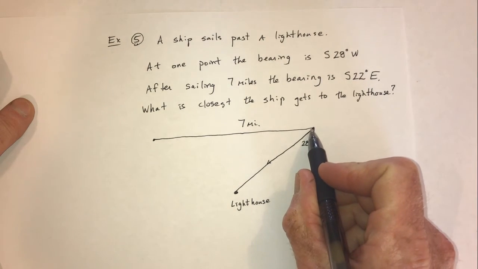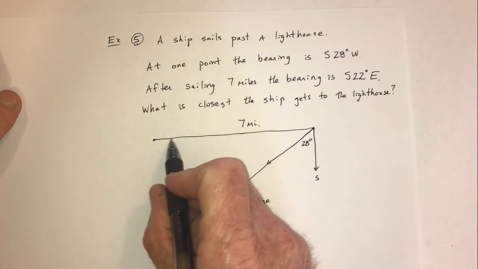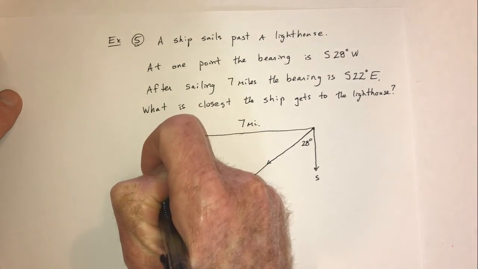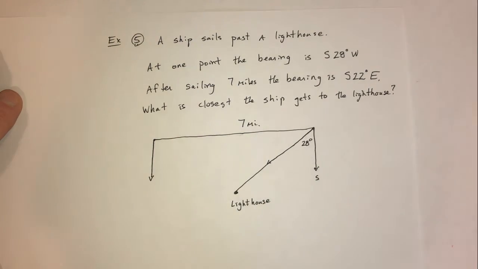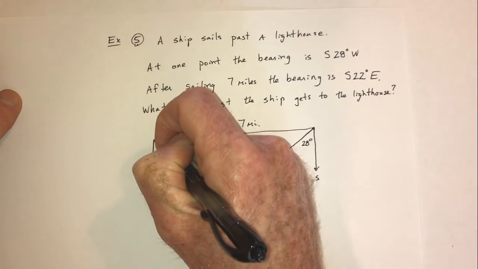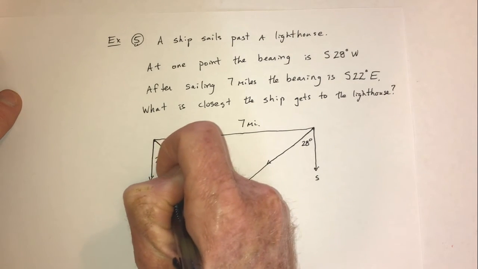So then they sail for 7 miles. That's the sound an airplane makes, Craig, not a ship. That's okay. Okay, then this other bearing is from the south line, go 22 degrees towards the east. So this is 22 degrees.